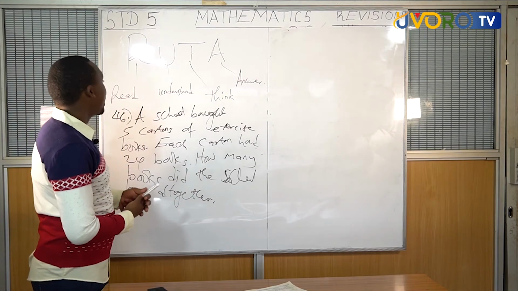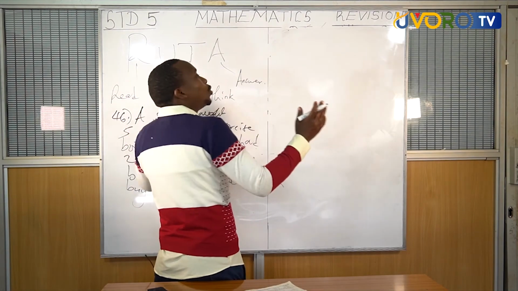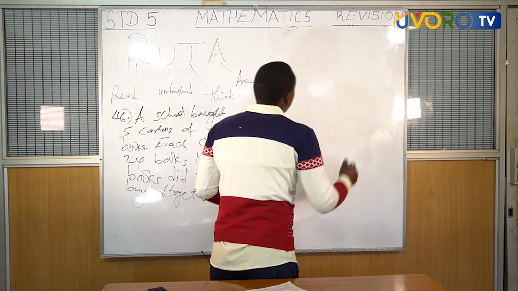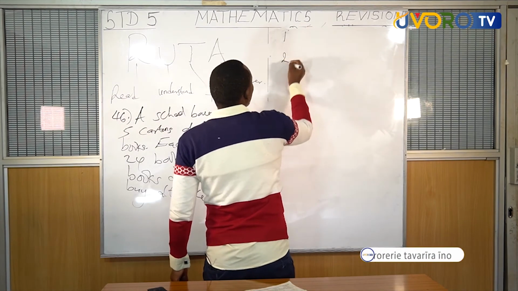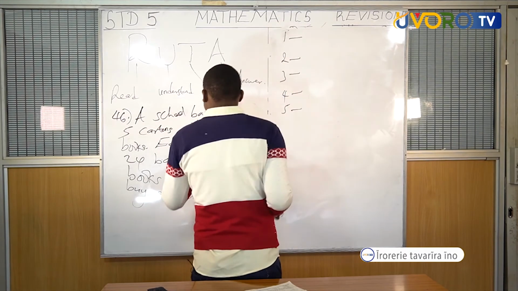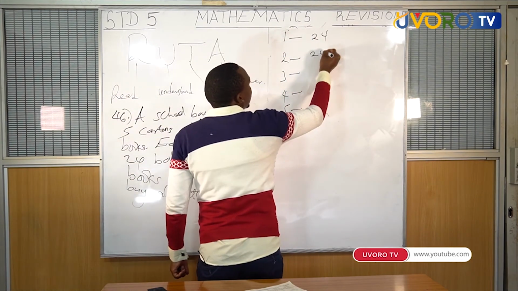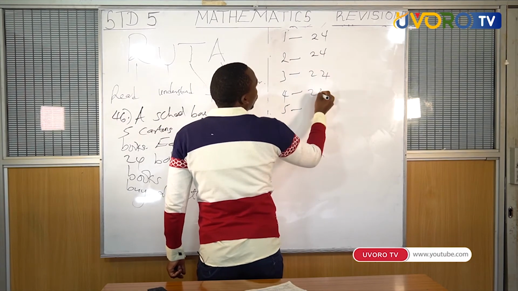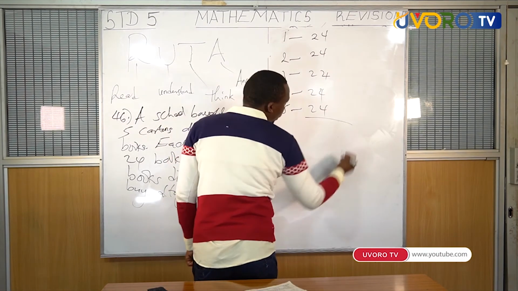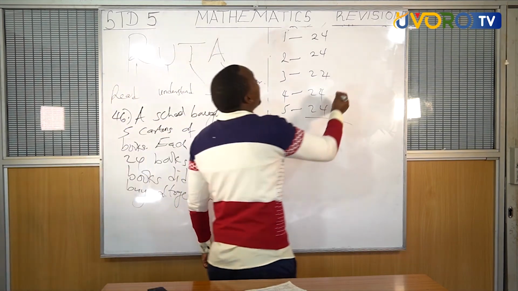Yes. Now, we are supposed to put all the cartons together and add. We have 1, 2, 3, 4, 5 cartons. Each carton is having how many books? 24, 24, 24, 24, 24. Are we together? Yes. We are supposed to put them together.